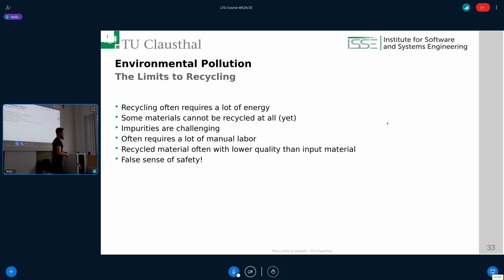This is one of the projects that we're researching in one of our research projects. And it also gets more and more energy intensive to do so. It also requires a lot of manual labor.